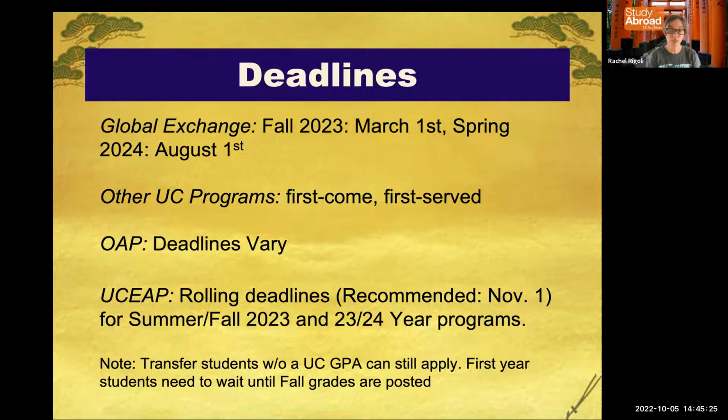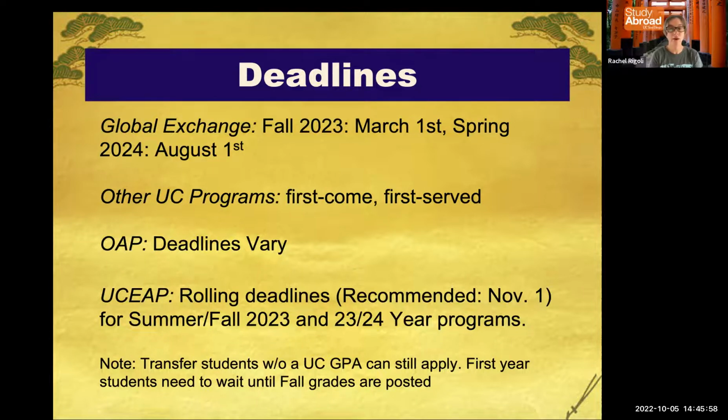If there's any transfer students attending this presentation today, I know you don't have a UC GPA. They will allow you to go ahead and apply on November 1st, but you will have to meet the eligibility GPA at the end of fall quarter when grades post. So just know we're going to use your fall quarter grades to determine eligibility. And if you're a first year and you have advanced standing, or you're applying for a program that allows sophomores, you're going to have to wait and apply once fall grades are posted.